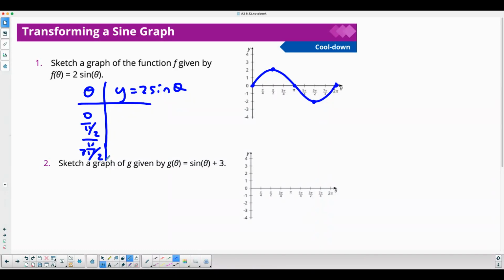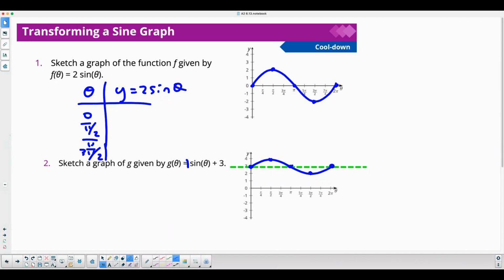So this one is going to move up 3. So I'm going to just move my midline up 3 right here. And I know that the sine curve starts at 0. No, amplitude's 1 still, so at pi over 2, we just go up 1. So we go from 3 to 4. At pi, we're back to 3. 3 pi over 2, we go down 1, so we're at 2. And then we finish at 2 pi, so there it goes. Okay.